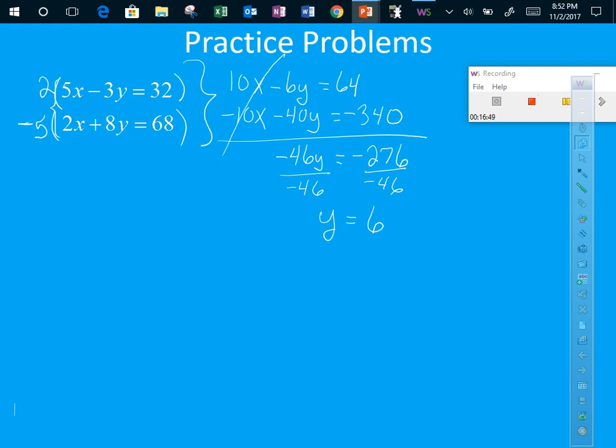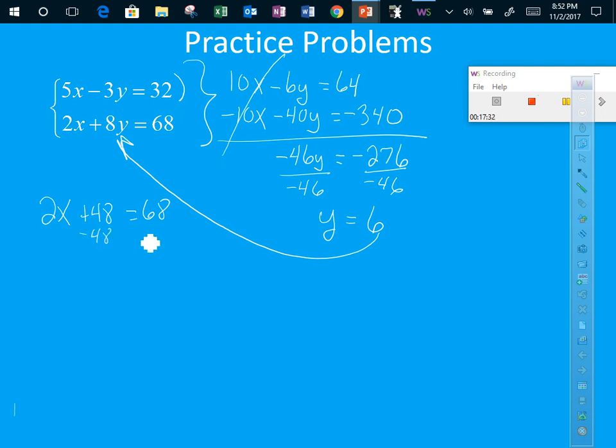Now, I know that y is 6. Now let's go get my x value. So I'm going to ignore everything from my original. I'm going to plug a 6 right there. And when I do that, I'm going to have 2x plus 8 times 6 is 48, equals 68.